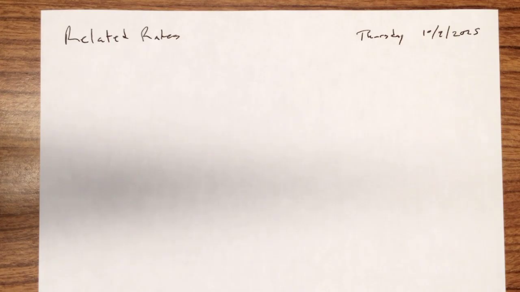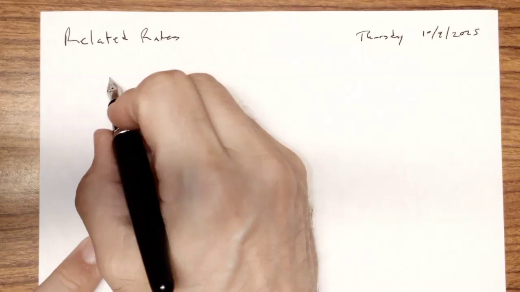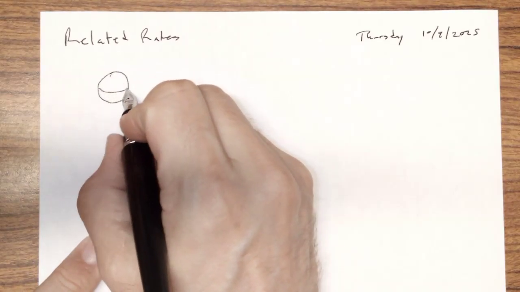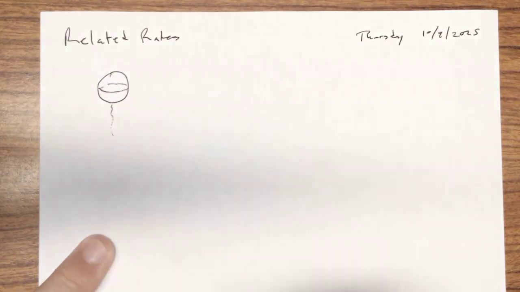So today I want to talk about related rates. If you remember when we were talking about chain rule, we talked about an expanding circular ripple in a pond. I want to take this idea and generalize it. Let's consider a balloon. And I'm, for the moment, going to assume this balloon is a sphere.